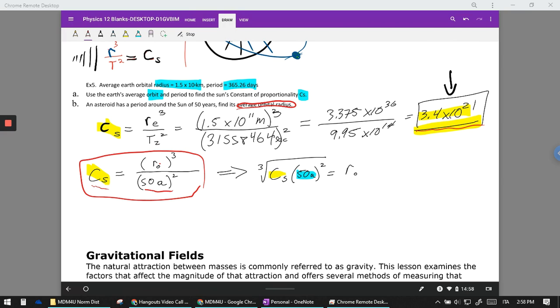You basically just do a little bit of algebra and solve for it over here. Now notice the period needs to be converted into seconds in order for you to get everything calculated.